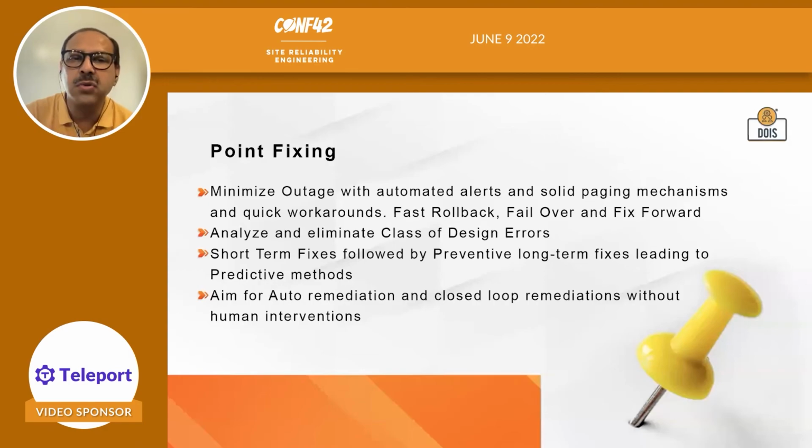So aim for auto remediation and closed loop remediations without human intervention. What is repetitive, what can be done, should be automated. What machines cannot do, like refactoring of technical debt, re-architecting, bringing in new features, those are things which human beings have to do. People will focus on that. The rest of it will be automated. That is what toil is about.